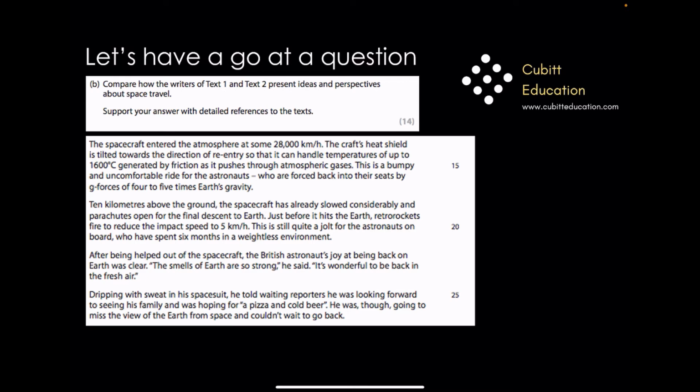After being helped out of the spacecraft, the British astronaut's joy at being back on Earth was clear. The smells of Earth are so strong, he said, it's wonderful to be back in the fresh air. Dripping with sweat in his spacesuit, he told waiting reporters he was looking forward to seeing his family and was hoping for a pizza and cold beer. He was, though, going to miss the view of the Earth from space and couldn't wait to go back.